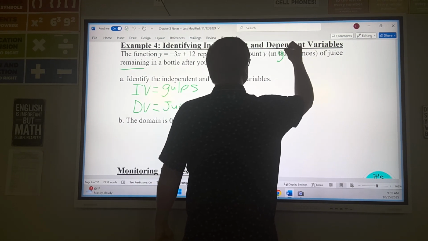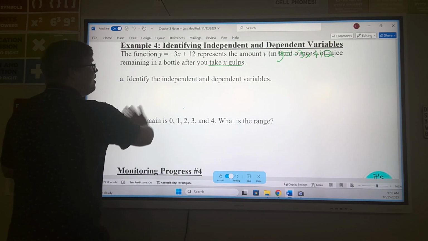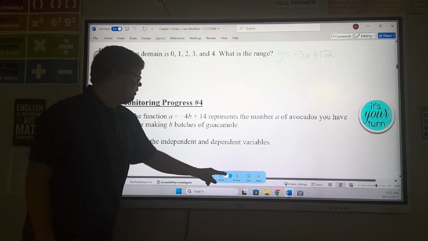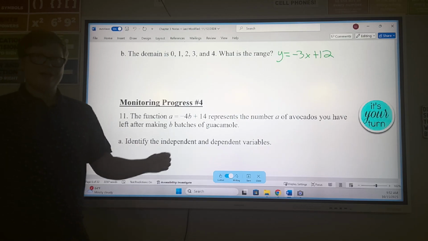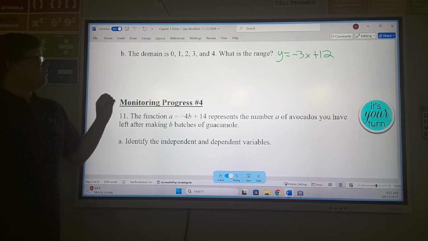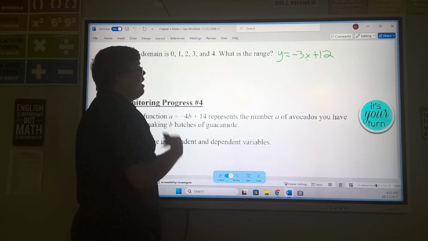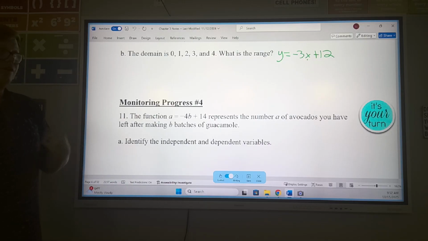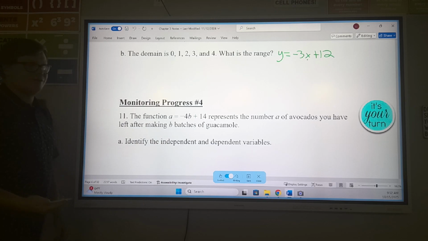So our equation that's given is y equals negative 3x plus 12. Go ahead and scroll down and give me some room. Okay, the domain is 0, 1, 2, 3, and 4. What is the range? The domain typically is represented by x, or the independent variable. We know that gulps was the independent variable, so gulps needs to be here. That's what we're putting in, right? And the amount of juice is going to be our y, because that's what we're getting out of this. We'll call it an experiment. So, in order to find our y's, we have to plug all of these in for x.